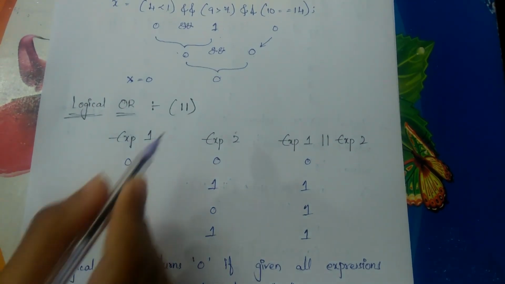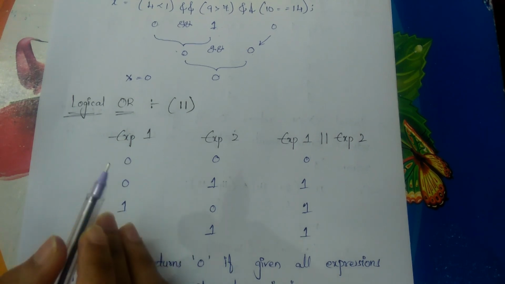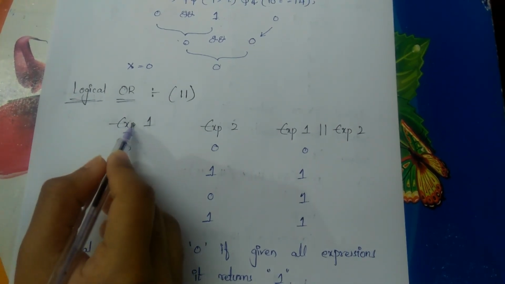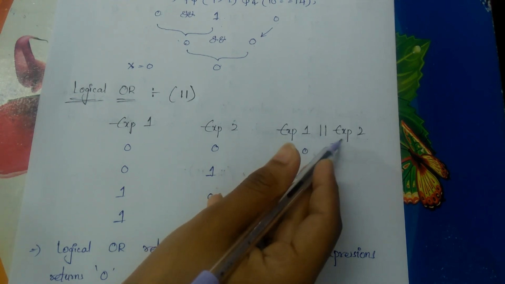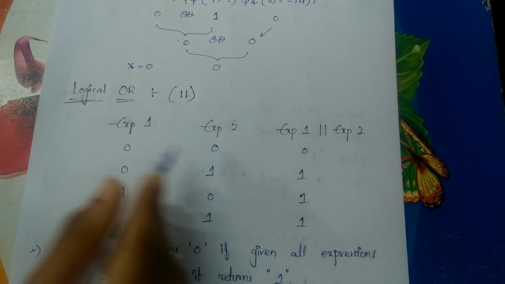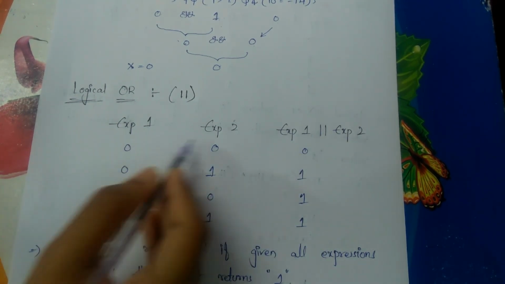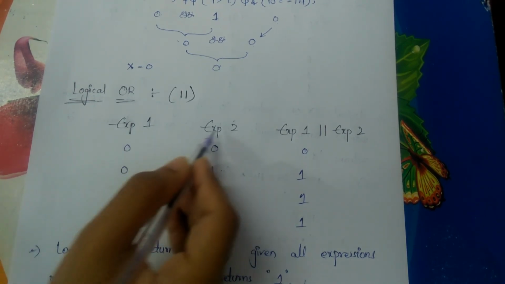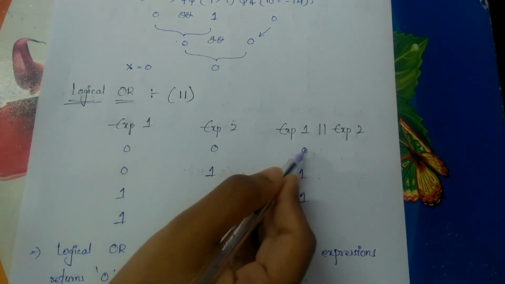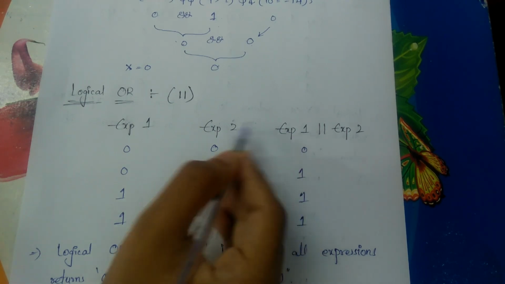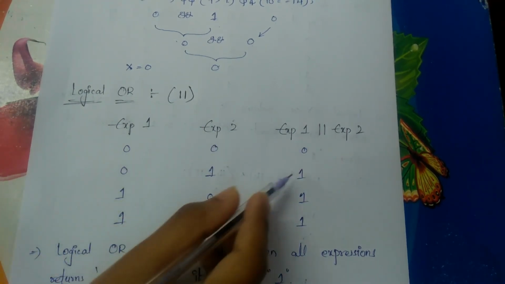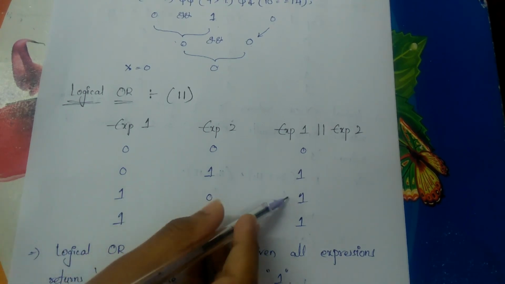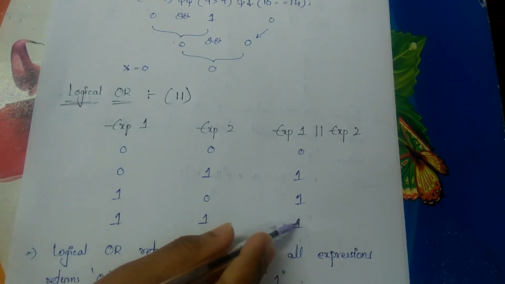This is represented by the two pipe symbols. In this also we will have expression 1 and expression 2, and expression 1 logical OR expression 2. If the first statement is 0 and the second statement is 0, then the logical OR between these two expressions is also 0. So 0 1 gives 1, 1 0 gives 1, and 1 1 gives 1.